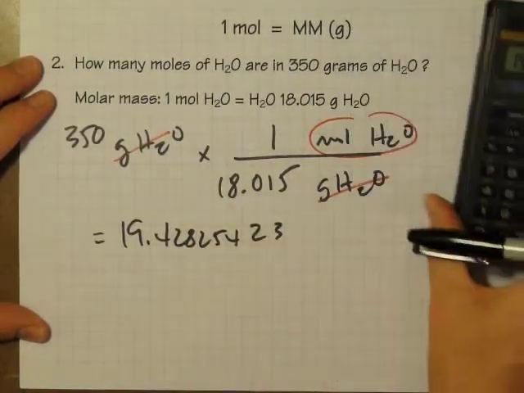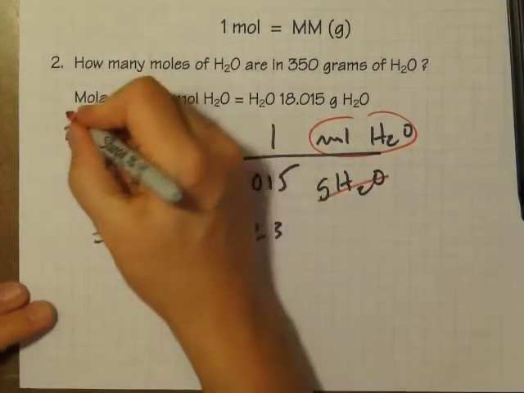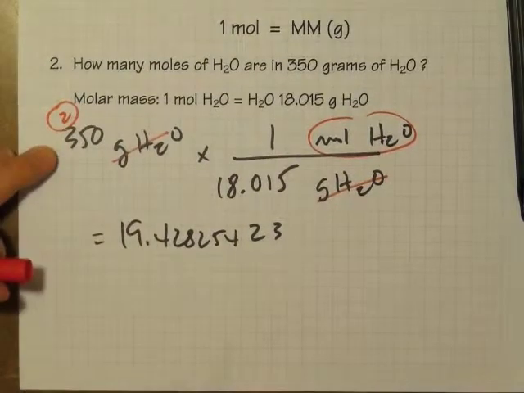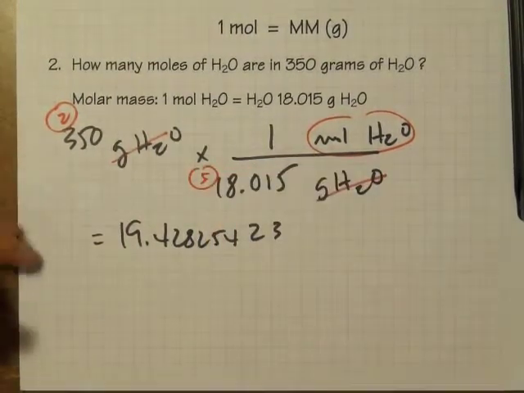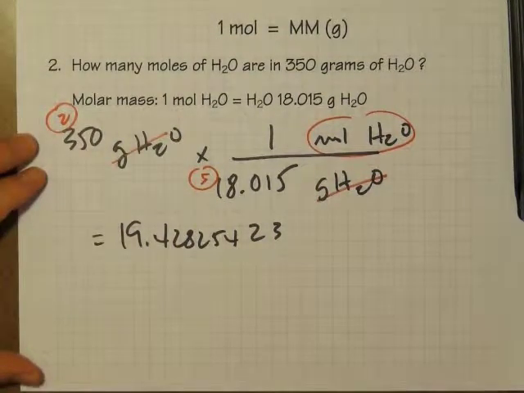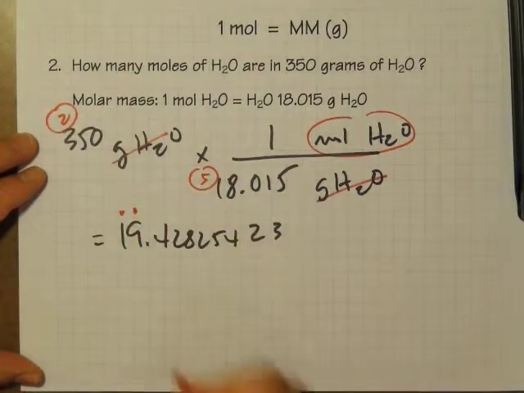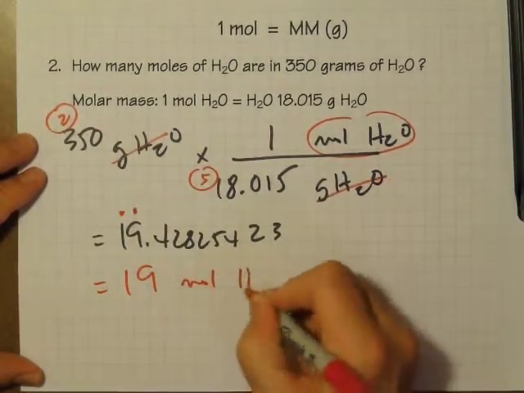19.428254. Wow, that's a lot of digits. I can't keep all those. But if I look at the measured quantities and look for significant figures, 350 has 2 significant figures. 18.015 has 5. I can only keep the fewest significant figures in a multiplication and division problem. So I'll keep the first 2. I'll keep 19, and my unit for the answer will be moles of water.